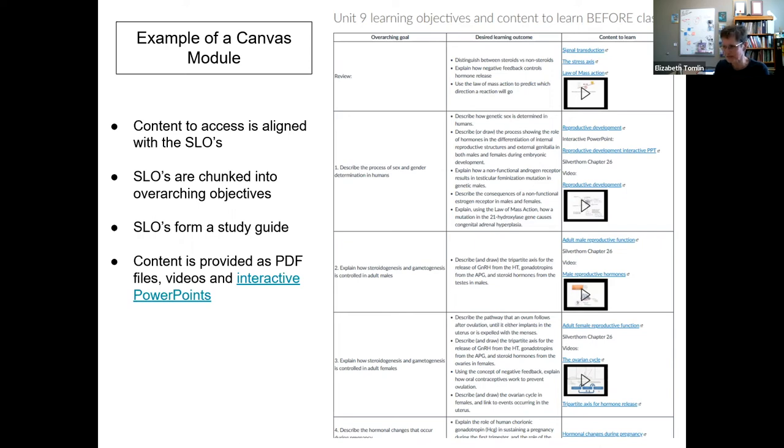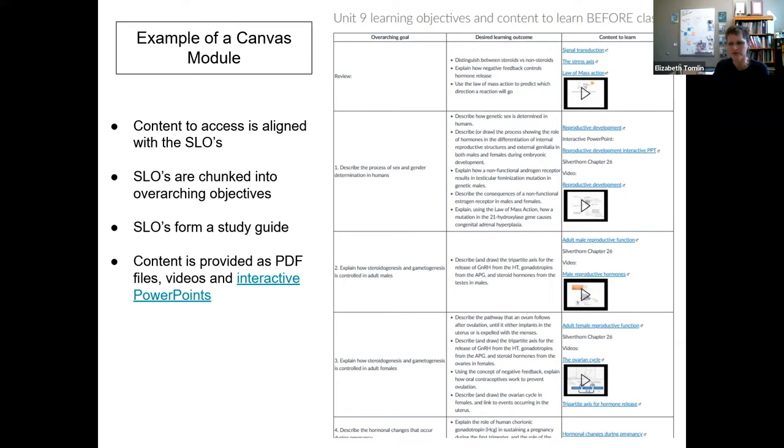So anyway, what I have is a page where I have a big table. This is the last unit of the course. So this is the stuff, oh, you need to make sure you know this from previous units. And then I've got overarching goals and then specific learning outcomes that are, all of this stuff here would be in these documents. So it's very clearly aligned, and I've tried to chunk it into smaller pieces so they can plan out their studies.